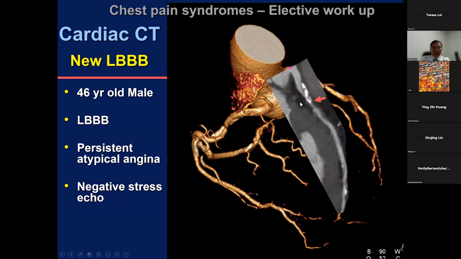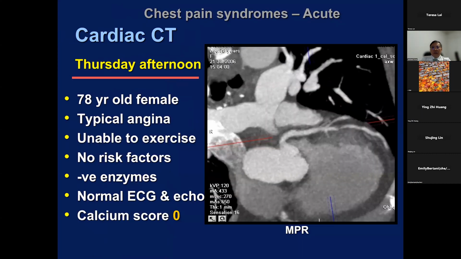And if you look at the detailed look of this plaque, you can see the calcium and the soft plaque sitting around the lumen, obstructing the lumen, and the blood barely able to crawl through the lumen. And this patient was sent to the cath lab for intervention.